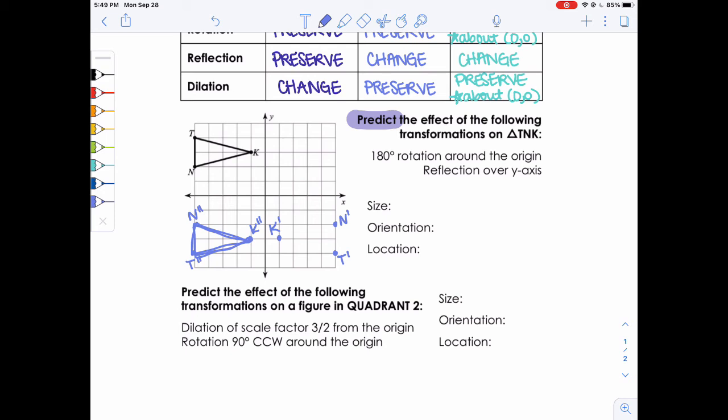We want to know, does the size change? Does the orientation change? And where is the new location of the shape? We can just do that really quickly without having to draw it in. There's our 180 rotation, then reflect over the y-axis. So did my size change? No, it's going to stay the same. Now, orientation is the order of the vertices around. So I'm going to go clockwise. Originally, it was T to K to N. Now it's T to N to K. So that did change.